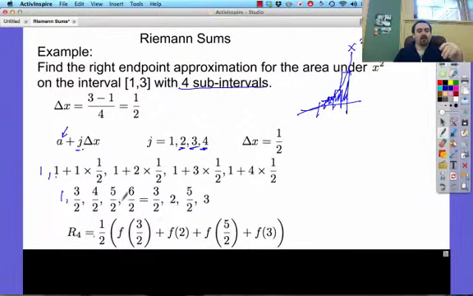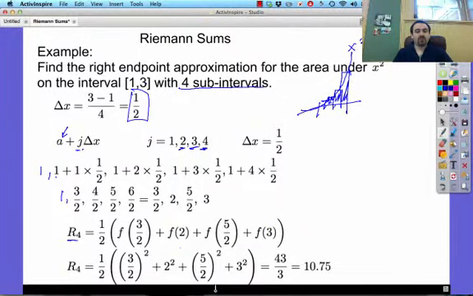Okay, so here's what I have to do. I'm going to take the length of delta x, which is a half. I'm going to multiply that. This is the formula for R sub 4. I'm going to multiply that by the sum of the values I get when I plug in on the right endpoints. Right? So I don't plug in the number 1 because that's a left endpoint, but I do plug in the number 1.5, and the number 2, and the number 2.5, and the number 3.